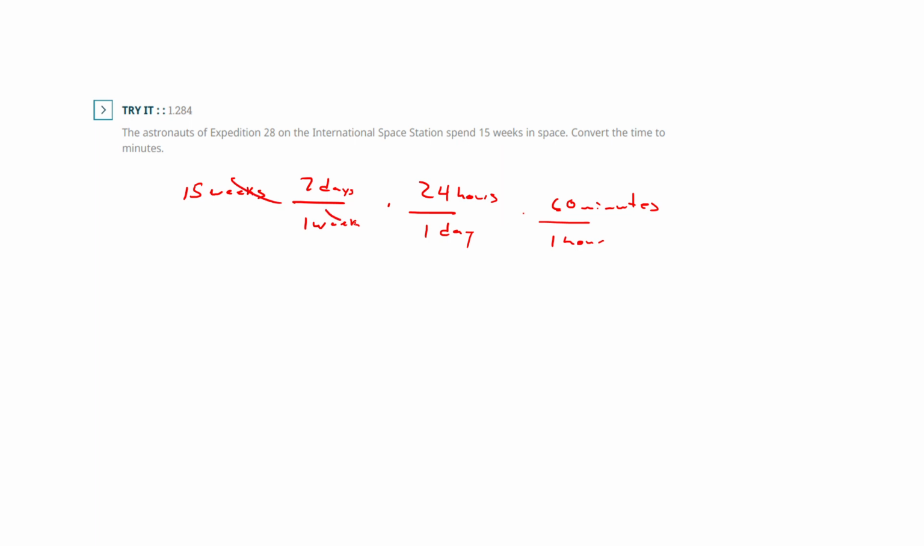Okay, so all of these units are going to slash away. And when we're done, we're just going to have minutes. So we're going to multiply across the top. I'm just going to go ahead and do all those on my calculator. Okay, multiply those along the top. You get 151,200, and that's in minutes. We didn't have anything on the bottom but ones, so I'm done with that.